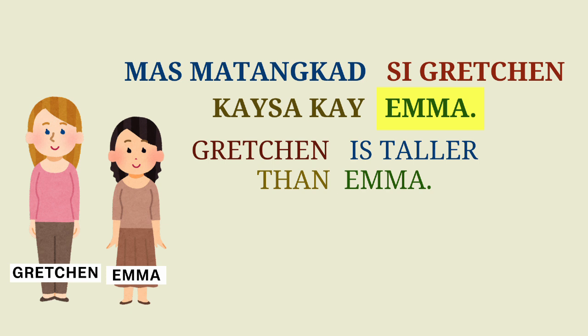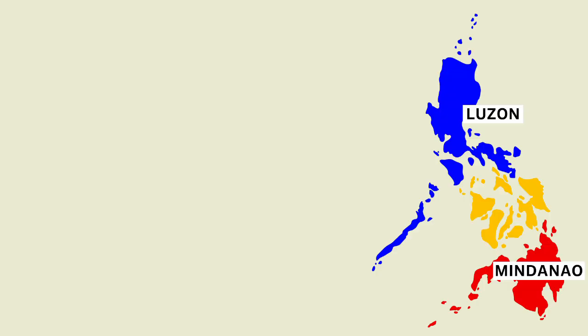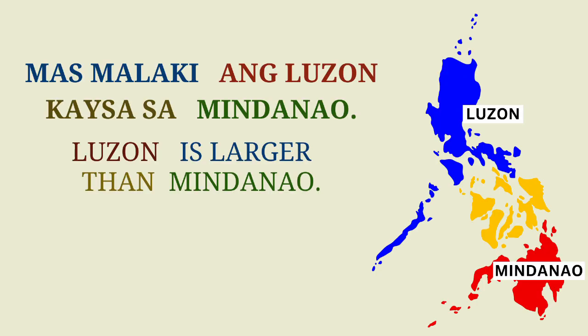Now, how about we use Kaysa sa for our next example? Mas malaki ang Luzon kaysa sa Mindanao. So just an FYI, Luzon and Mindanao are names of group of islands in the Philippines. So this time we use Kaysa sa because the noun that followed is not a name of a person. It's a place.